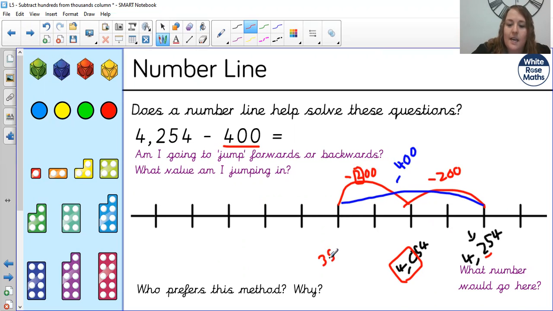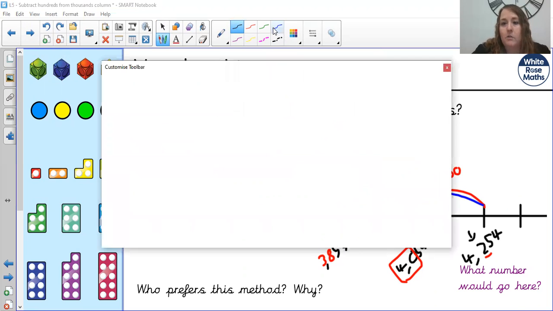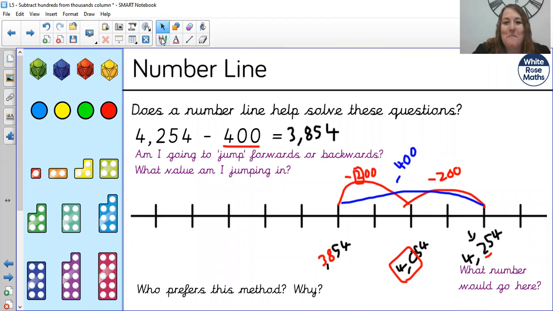We'll start with 3,800 to start. And I've still got to keep my 5 in the tens column and my 4 in the ones column. So my answer will be 3,854. Again, if you want me to show you the blue way, I can do that on the number line, or off the number line. So I'd be looking at my 42, take away my 4, and again, my 5 and my 4 remain the same.